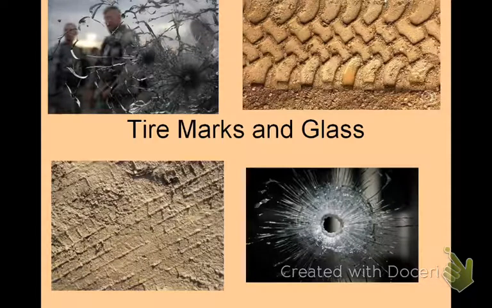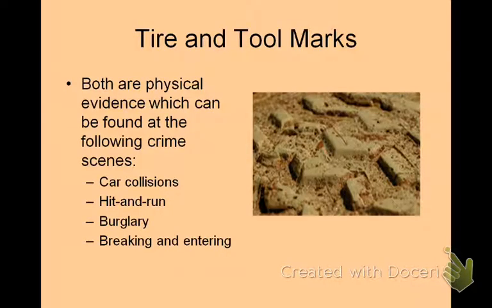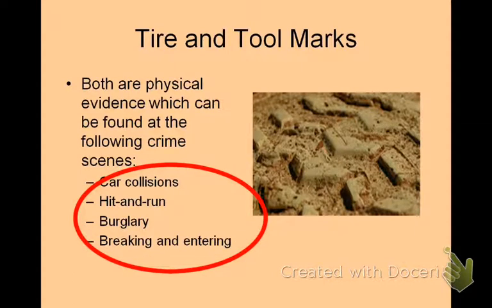The third screencast here in Unit 2 is about tire marks and glass and how we analyze those. First of all, tire and tool marks can be found at a lot of different crime scenes, but the main ones we're going to be talking about are car collisions, hit and run, burglary, and breaking and entering.